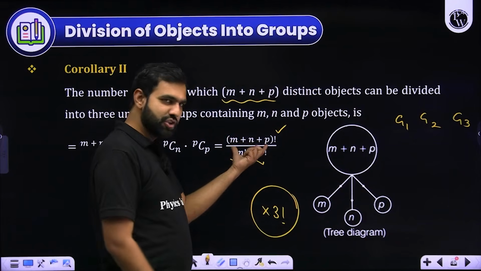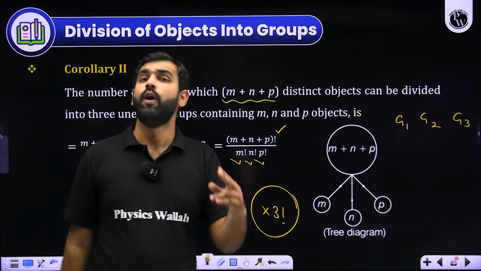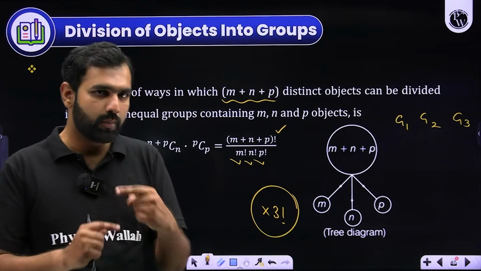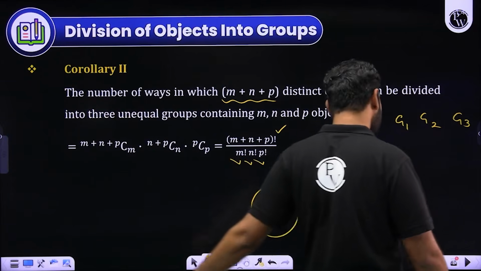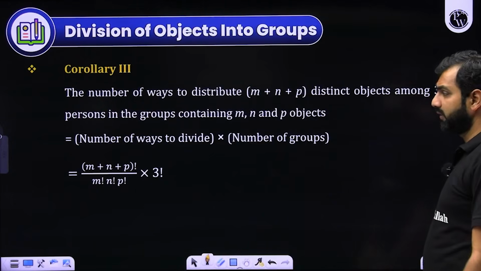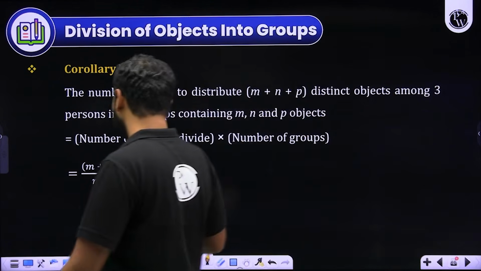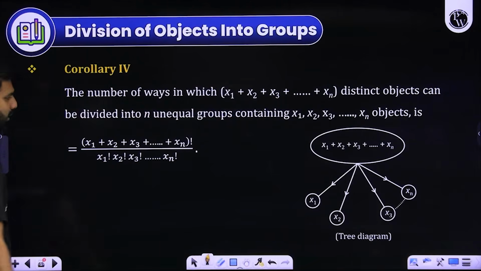So this division, with the multiplication by 3 factorial, will become distribution. Are you able to understand the difference over here? Well, sir, if it is so easy, then what is the catch? There should be a catch. So what is that catch? Let us talk about that catch.